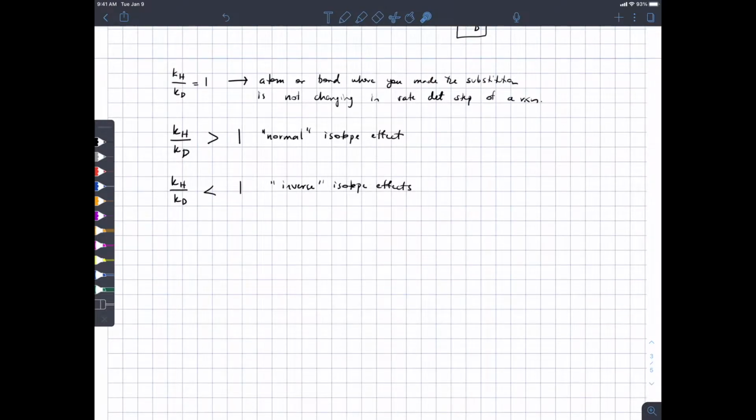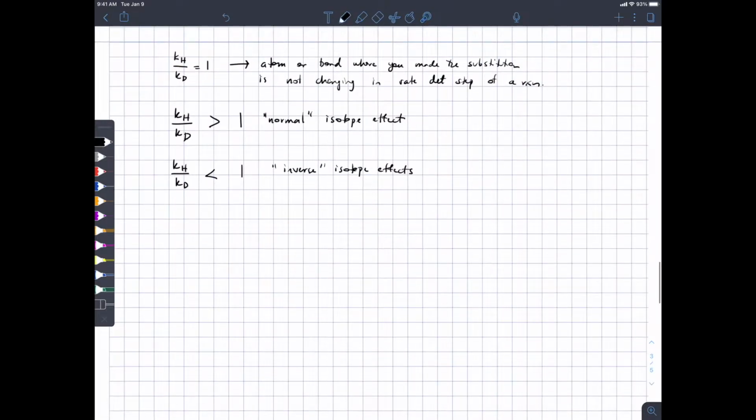So in addition to the words normal and inverse, you're going to hear a couple other words about kinetic isotope effects. You're going to hear people talk about a primary kinetic isotope effect, KIE, and this comes from breaking a bond between whatever atom and hydrogen or whatever atom and deuterium in the transition state of the rate determining step.